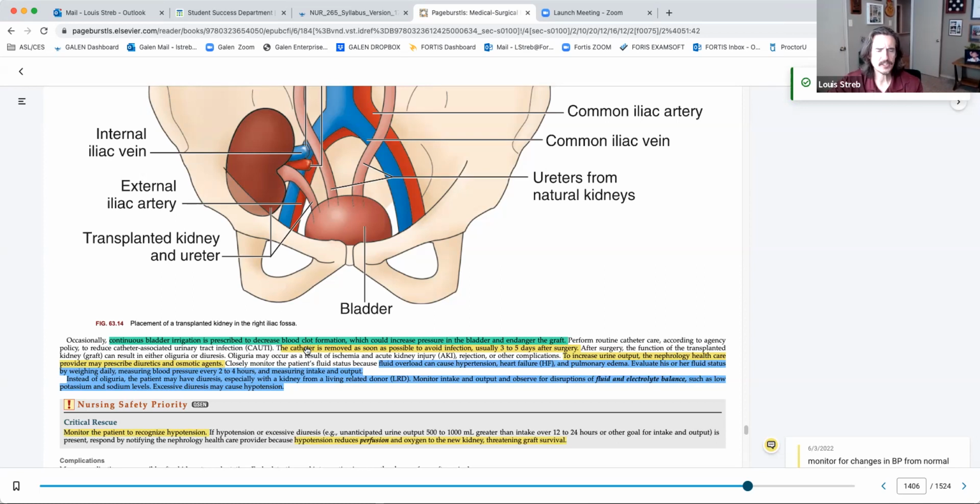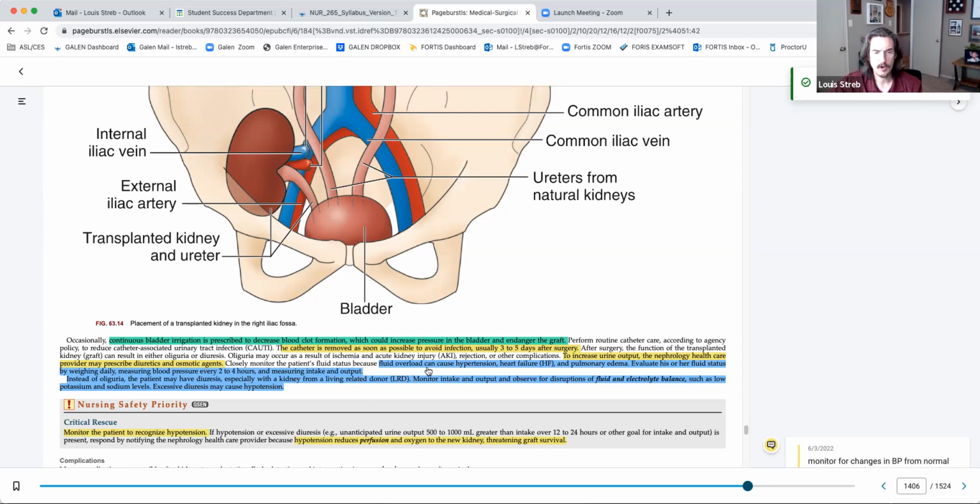All right, the catheter is typically removed as soon as possible to avoid infection, but 3 to 5 days after surgery, so we can prevent swelling in that distended bladder. To increase urine output, the healthcare provider might prescribe a diuretic, some kind of osmotic agents to make sure that we're urinating. Closely monitor the patient's fluid status.